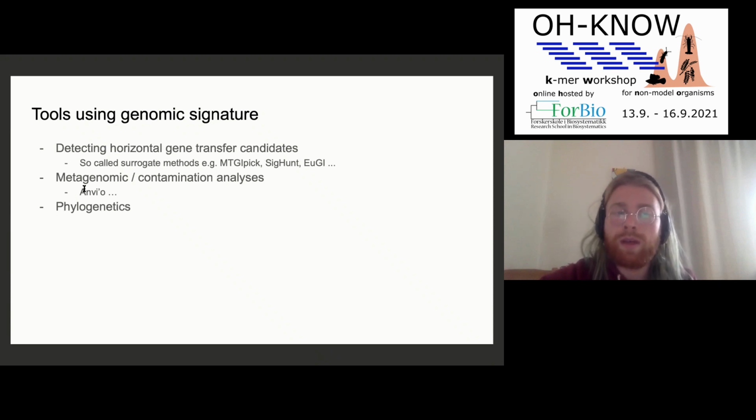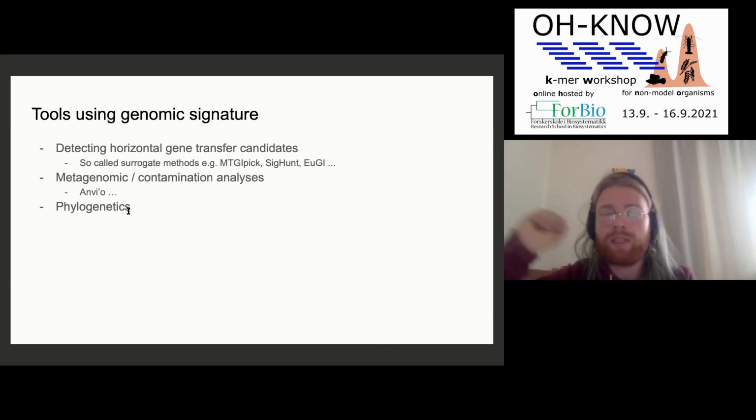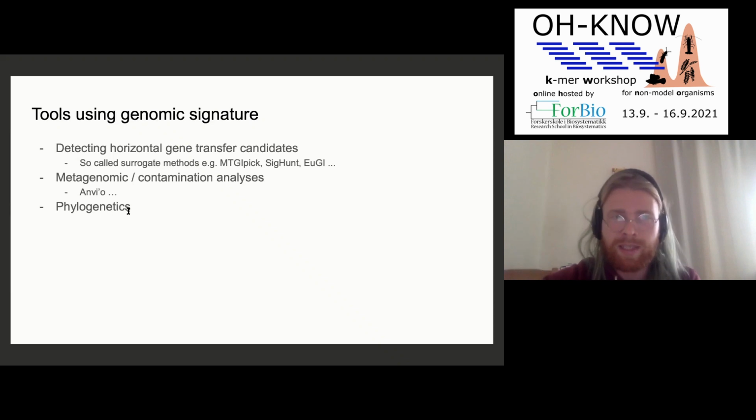It's also used in the Anvio tool, which is a metagenomic contamination analysis tool. It's also used in phylogenetics, but I mostly read papers talking about this as a concept. I could not find a paper presenting software that would simply allow you to calculate genetic distance from genomic signature, but it should be theoretically possible. I found papers defining it as a concept. The reason why I mention it is mostly because it's fun.